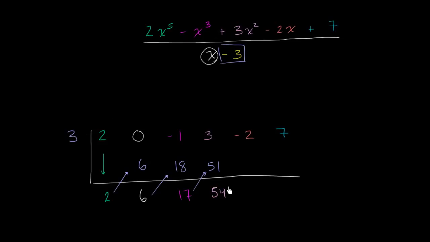Multiply that times 3. The numbers are getting kind of large now. So that's going to be what? 50 times 3 is 150. 4 times 3 is 12. So this is going to be 162. Negative 2 plus 162 is 160. And then finally, 160 times 3 is going to be 480. And you add 480 to 7, you get 487.